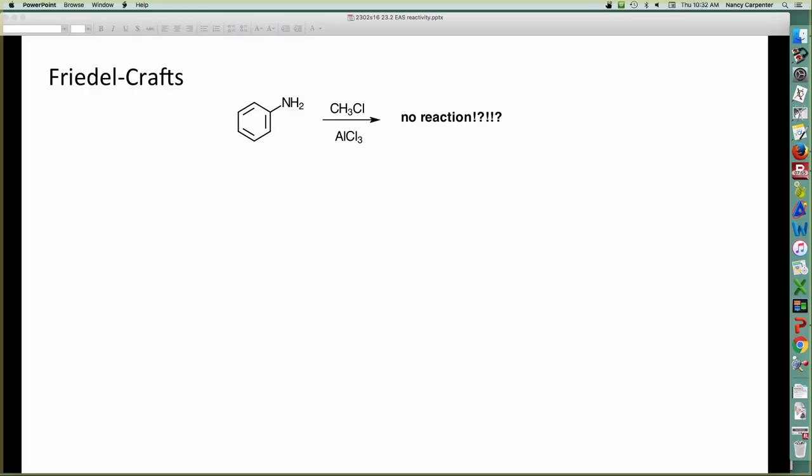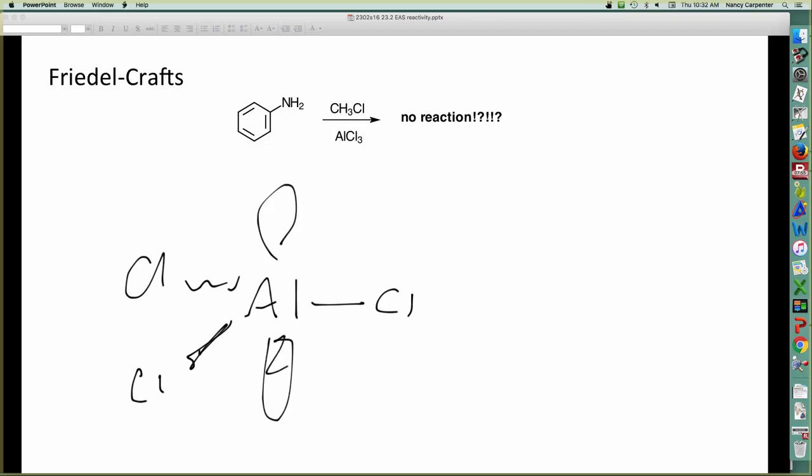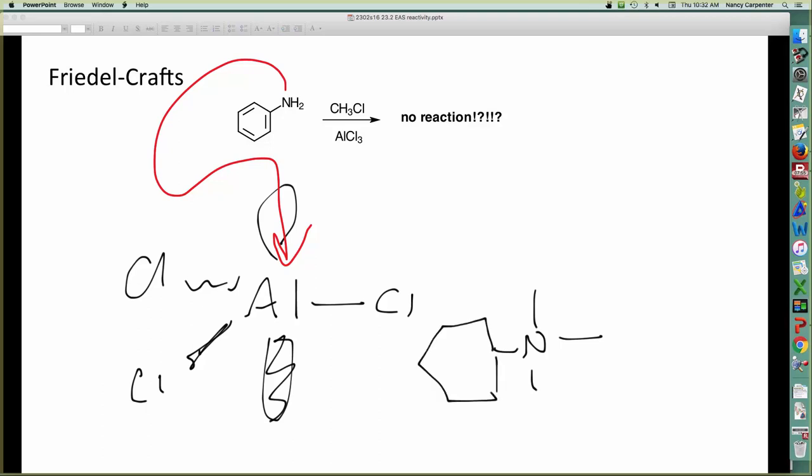Well, what is a Lewis acid anyway? A little review: aluminum, chlorine, chlorine, chlorine, empty p orbital, right? A Lewis acid is an electron pair acceptor, and you better believe we have an electron pair. So what we have done is not protonate our amino group, but I guess you could say we've illuminated it? Oh, that sounds really bad. But basically, what you've made is something called an ate complex.